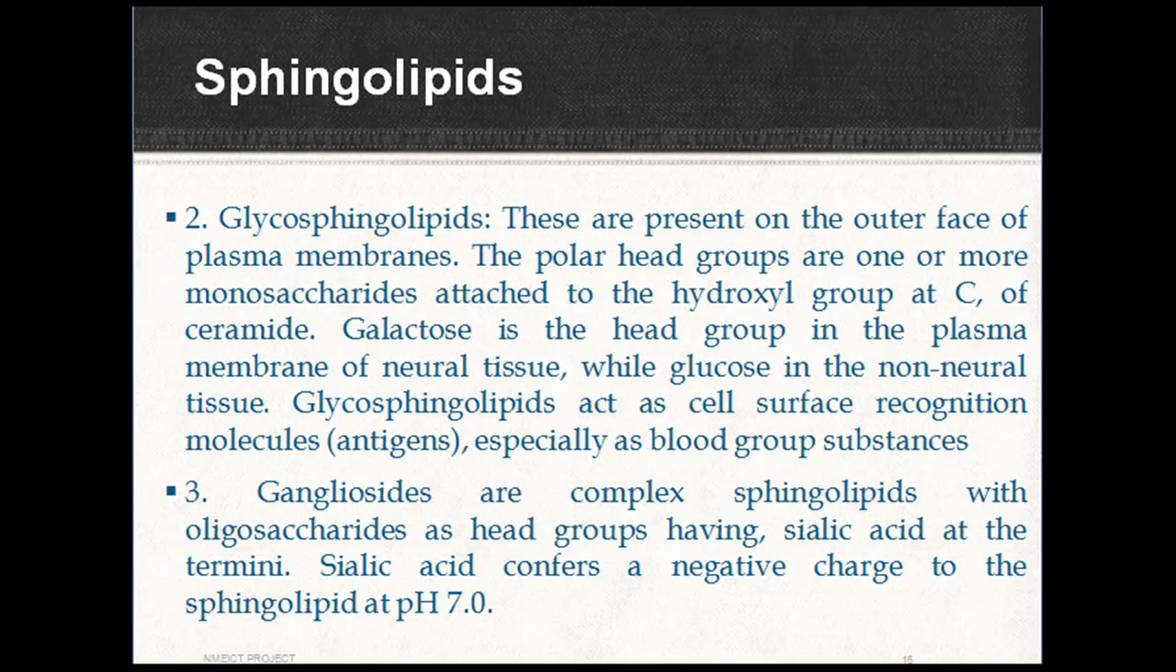Another class, glycosphingolipids. These are present on the outer surface of the plasma membrane. The polar head groups are one or more monosaccharides attached to the hydroxyl group at carbon 1 of ceramide. Galactose is the head group in the plasma membrane of neural tissue, while glucose is in non-neural tissue. Glycosphingolipids act as cell surface recognition molecules, especially as blood group substances.